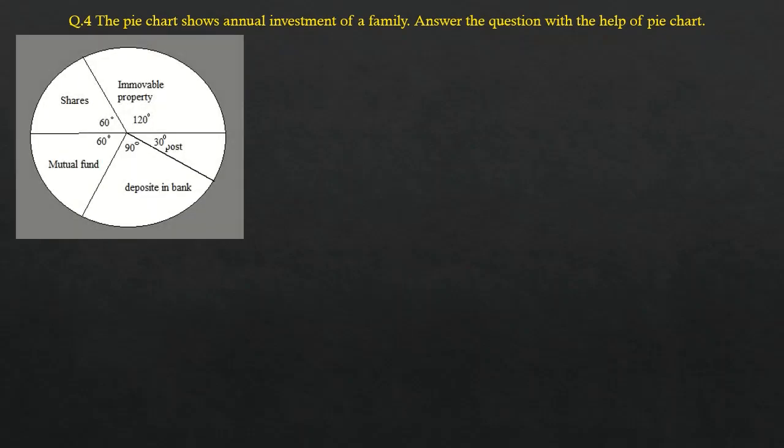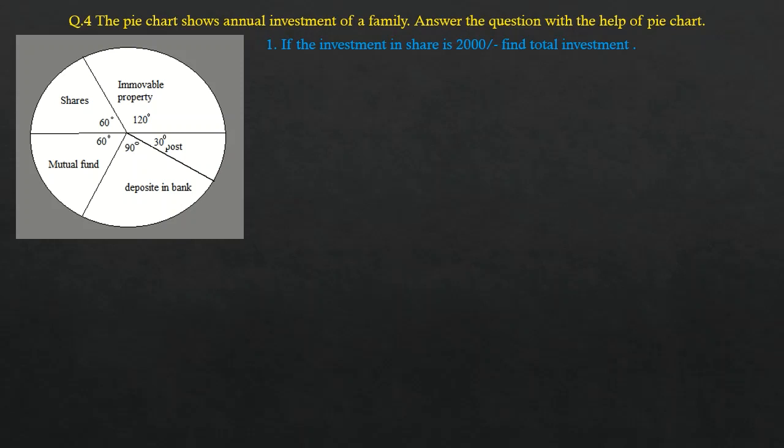Answer the question with the help of the pie chart. The investment of a family is in immovable property, post, deposits in bank, mutual fund and shares. The first question is: if the family invests 2000 in shares, what is the total investment of the family? मतलब अब आपको total find करना है.